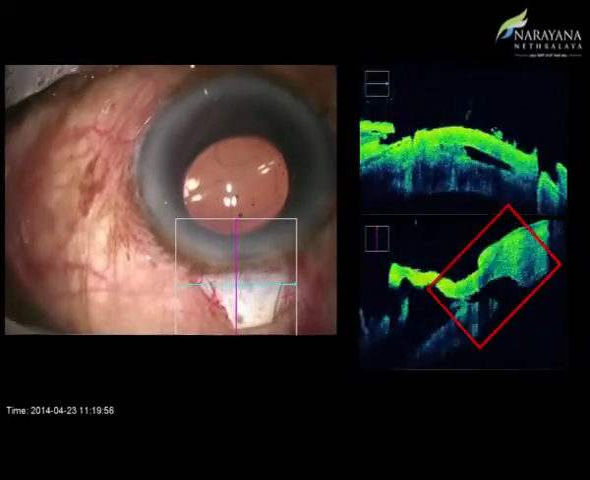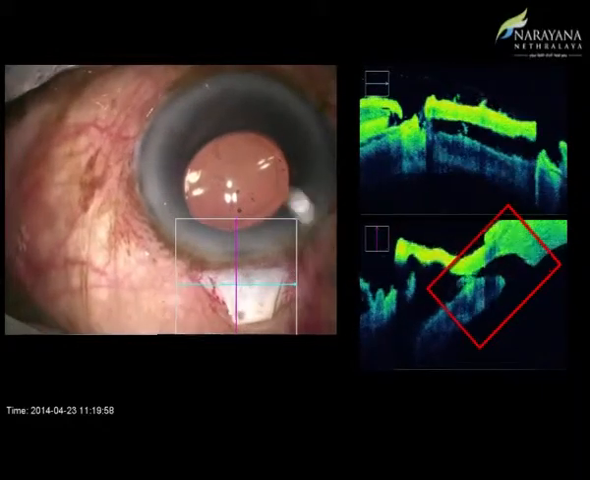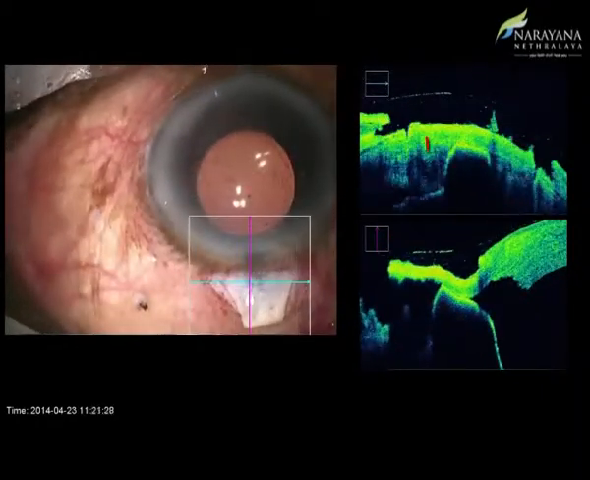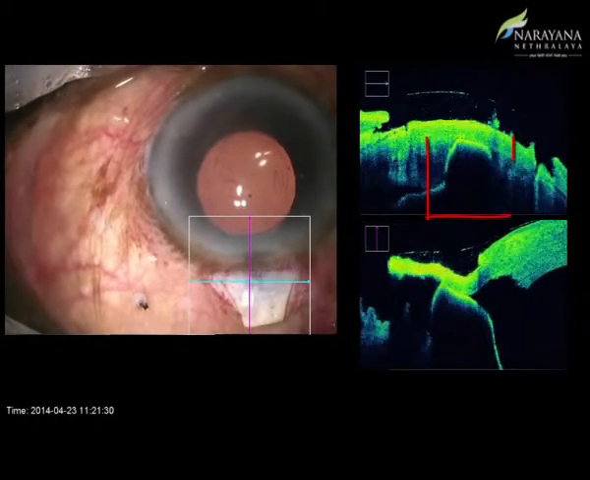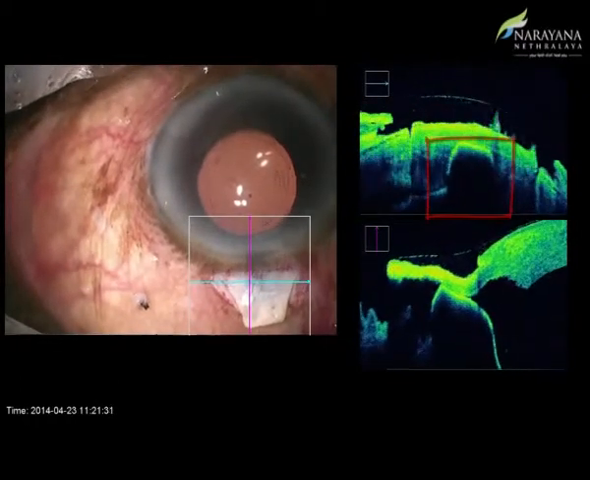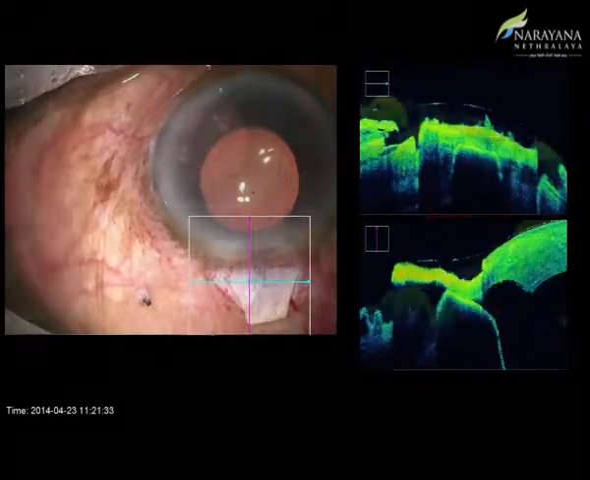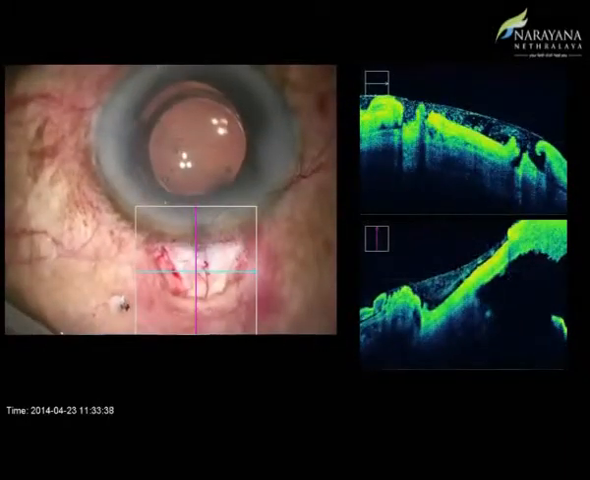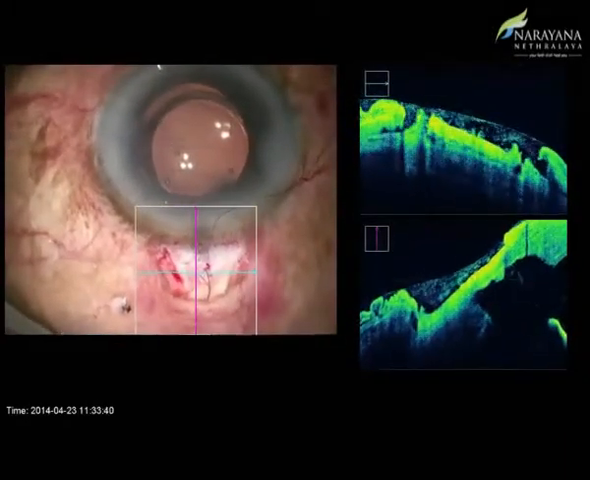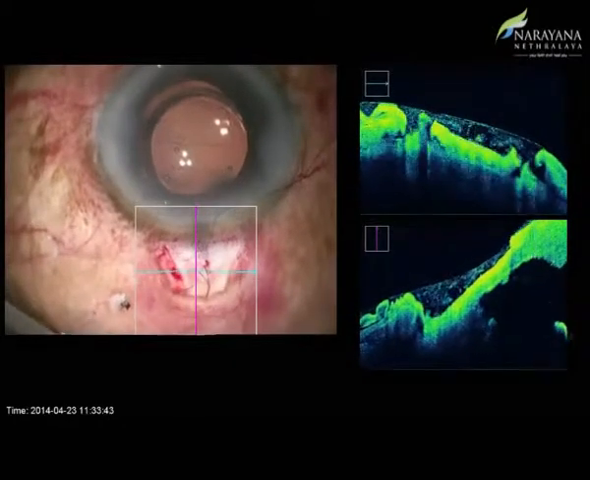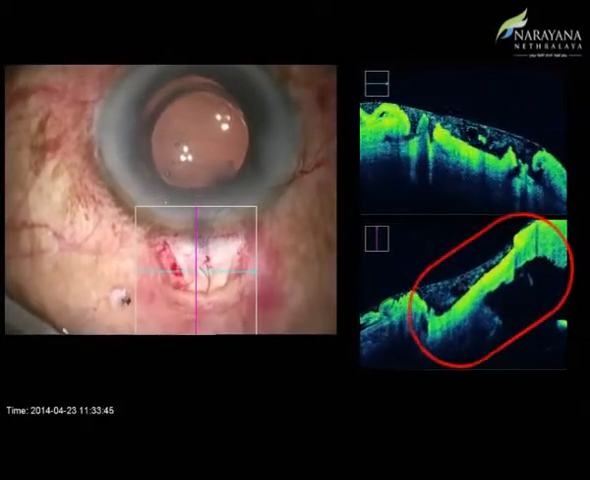This is seen clearly in the respective OCT image. The stoma is well seen in this horizontal cut section on the OCT. After the entire stoma has been created, we can now see the part of the deeper sclera that has been removed in relation to the superficial scleral flap.